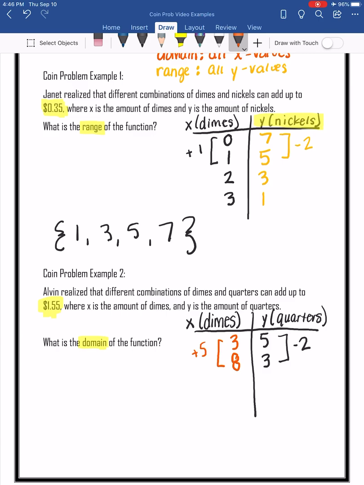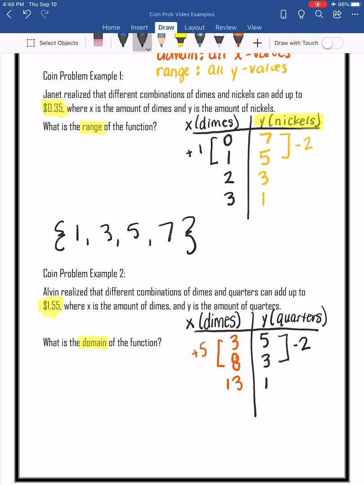So 8 plus 5 gives me 13. 13 dimes is $1.30. 3 minus 2 gives me 1. 1 quarter is 25 cents. So $1.30 plus 25 cents does give me $1.55. So our pattern still holds true.